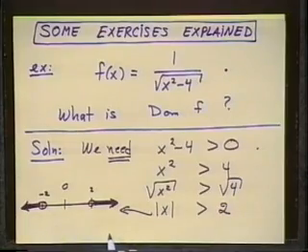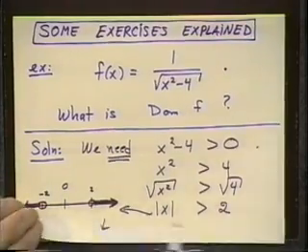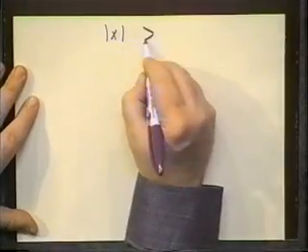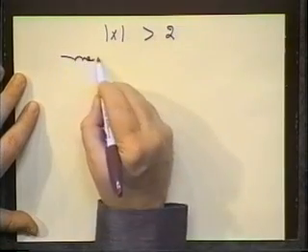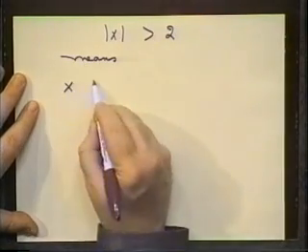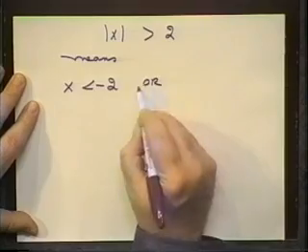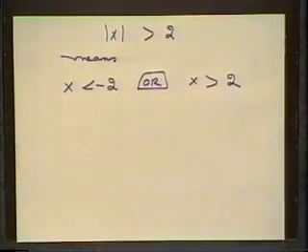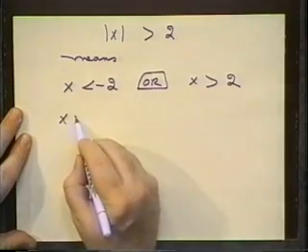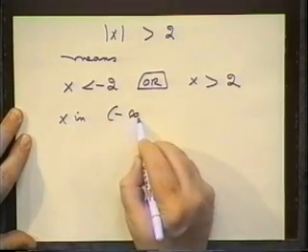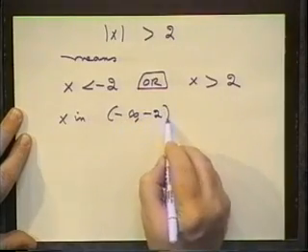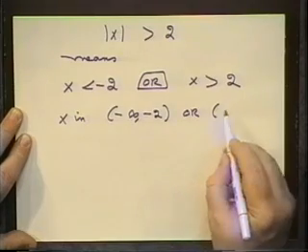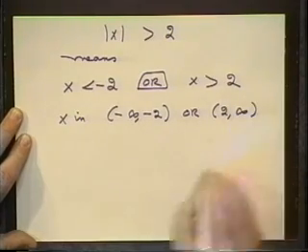Well, putting those two pieces of information together, and I'll do it on another sheet here, I'll rewrite that: absolute value of x greater than 2. This means x is less than minus 2, or, because it can't be both at the same time, x is greater than 2. In other words, x is in the interval from minus infinity to minus 2, open, that's the first one here, or it is in the interval from 2 to infinity.